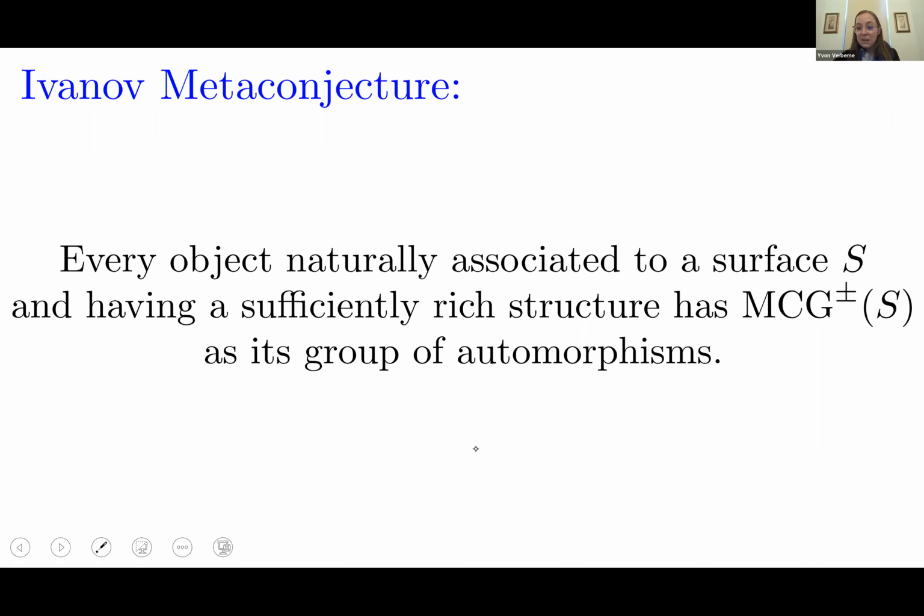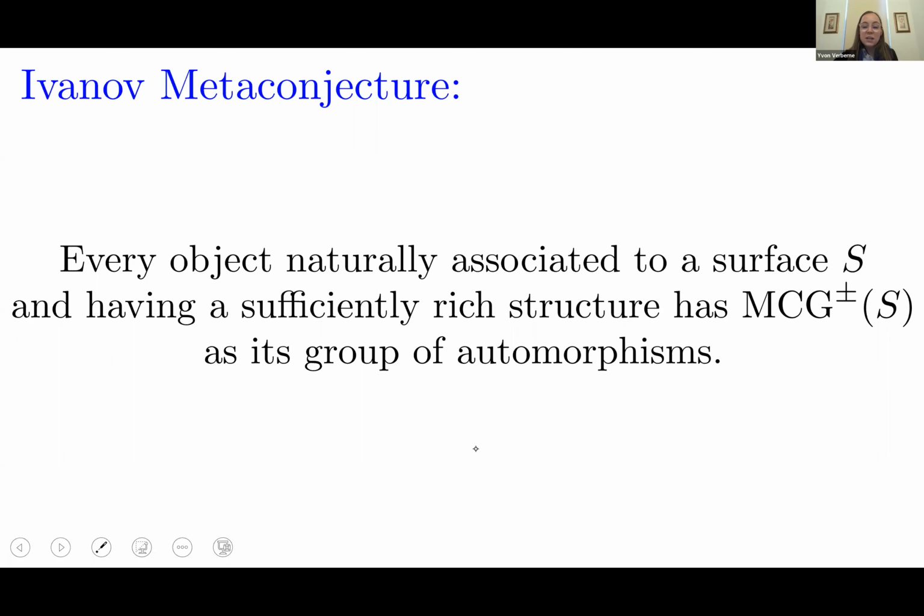So because of how many theorems were done in these two directions, Ivanov ended up creating the following metaconjecture. Ivanov stated that to every object naturally associated to a surface and having a sufficiently rich structure, it would have the mapping class group as its group of automorphisms.